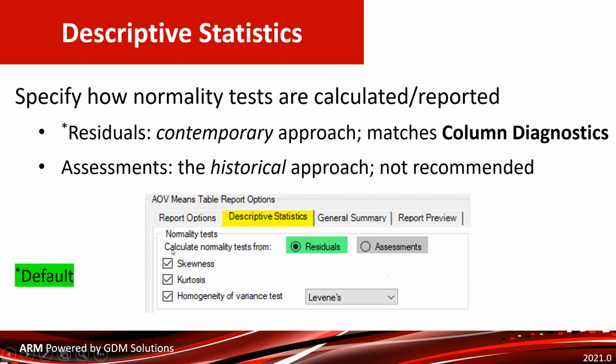So now we have the option to be explicit as to how you're calculating those normality tests. The residuals will match what was on the column diagnostics, that modern approach, and then there's the classical historical approach. If you're going to replicate a report printed 5 years ago, you still have that option to choose and run the test that way, although that's not really recommended for current analysis.